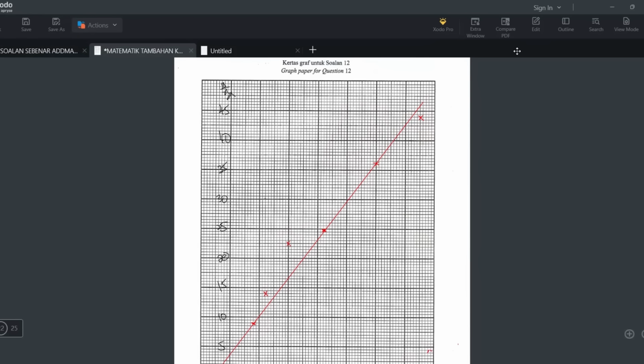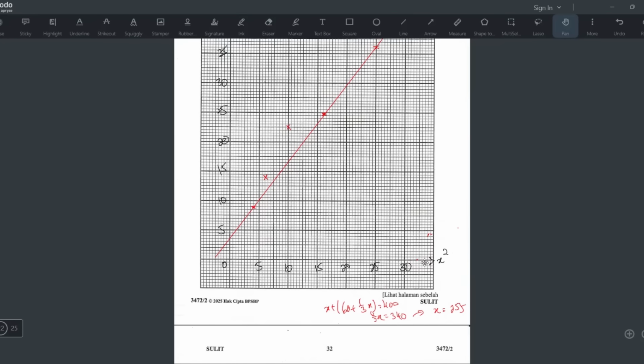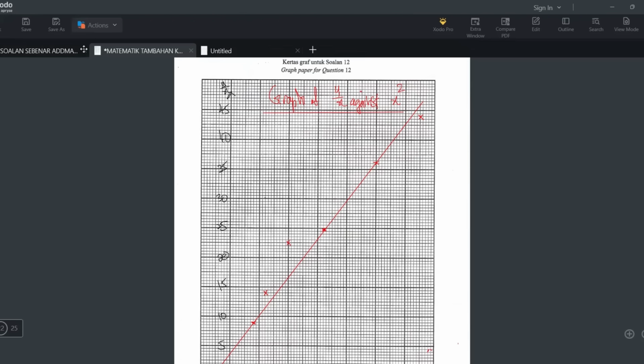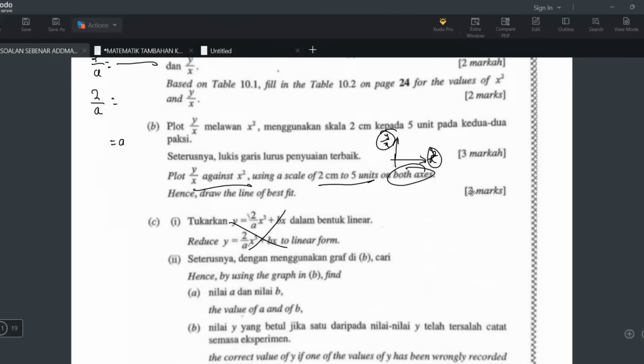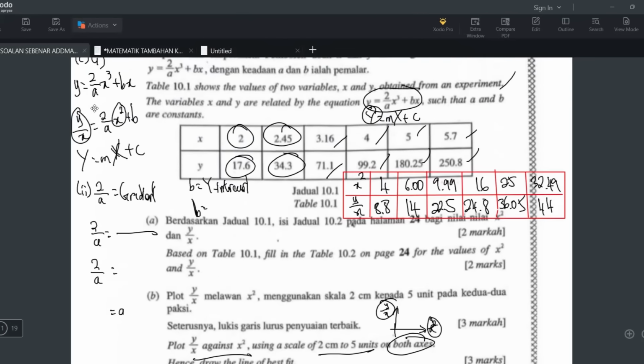Okay, but now let's write the tajuk graph of y over x against x square. Usually I will tell my student to write this one. And then draw a line, and I think that's it. You get full mark for the part B already. Alright, let's go back to the soalan. So part B 3 markah sudah kau tim. Now let's do C1, but the C1 I do already just now.